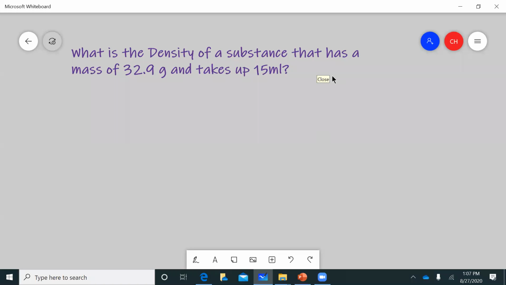How many decimal points do you want? I will talk to you guys about that in a little bit when we go over significant figures. I'll let you know.